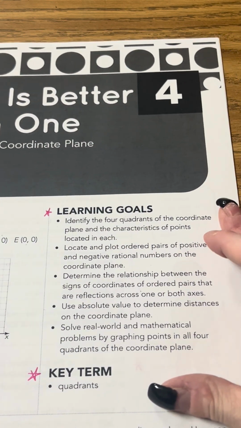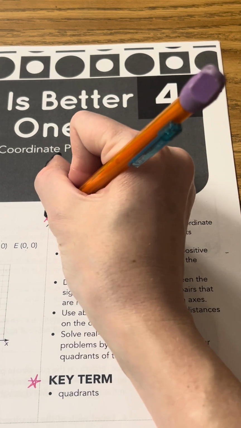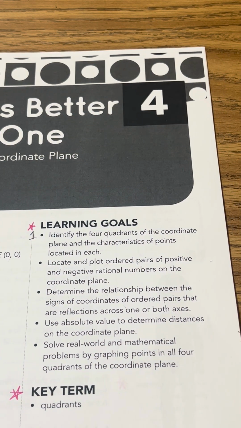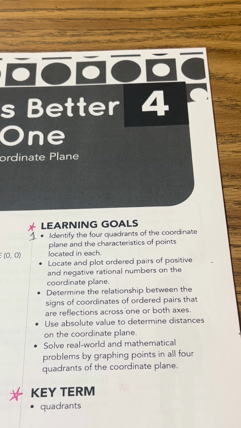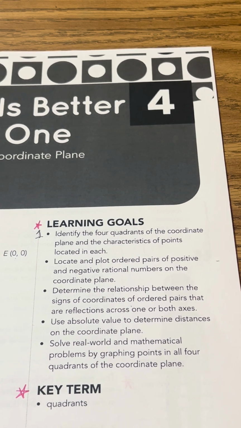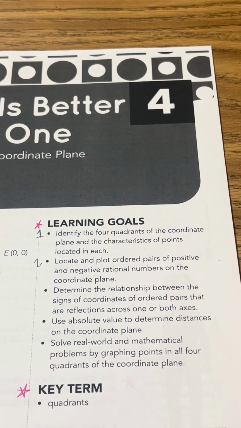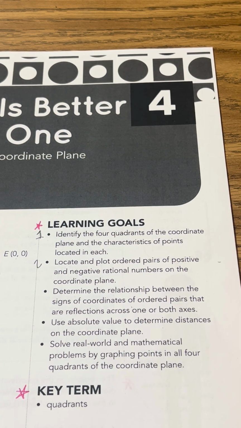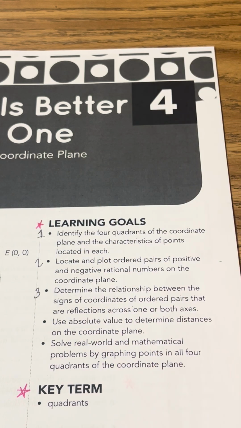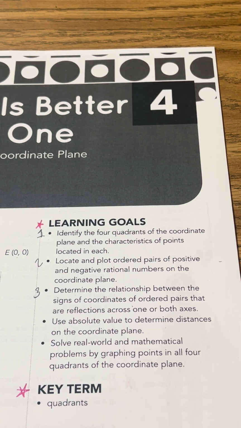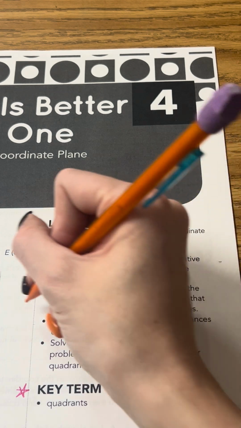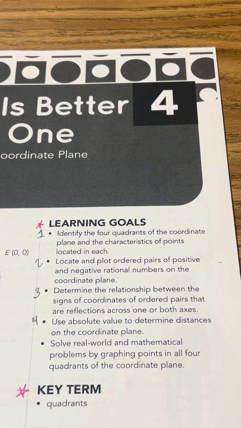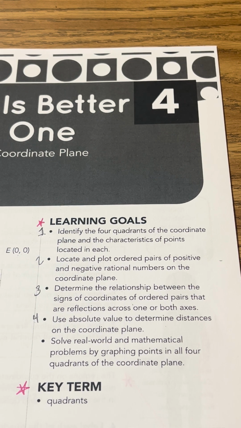Okay, moving on to the learning goal. Our first learning goal for this lesson is identify the 4 quadrants of the coordinate plane and the characteristics of points located in each. Learning goal 2, locate and plot ordered pairs of positive and negative rational numbers on a coordinate plane. Learning goal 3, determine the relationship between the signs of coordinates of ordered pairs that are reflections across one or both axes. Learning goal 4, use absolute value to determine distances on the coordinate plane.